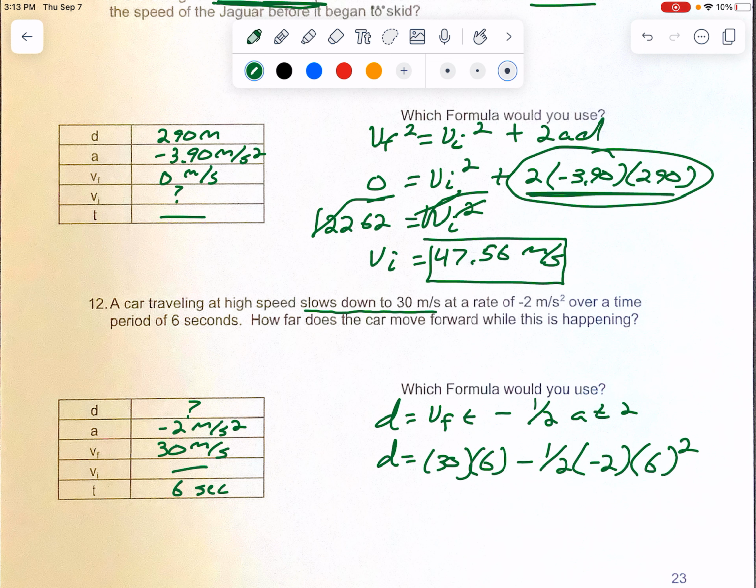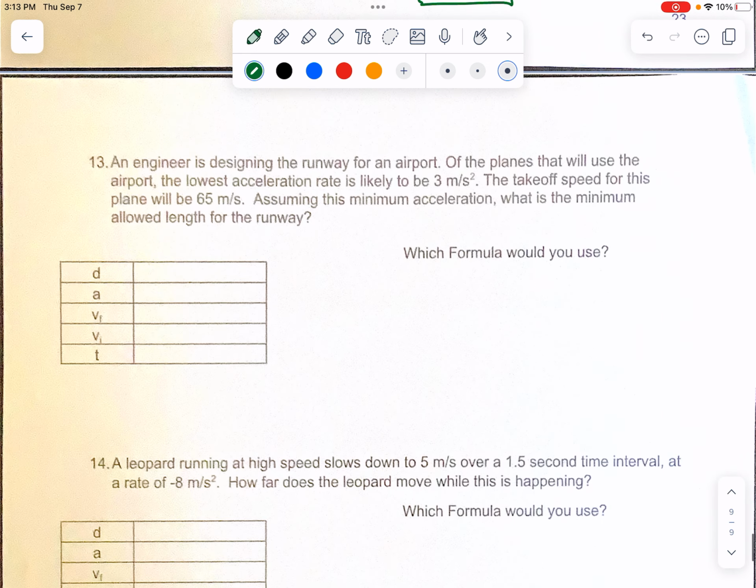Okay, once you clean that up, that's 180 plus 36. The reason why I did that is because this can create a little confusion right here. So you should have gotten 36. So 180 plus 36 gives you 216 meters. All right, a couple more and we're done.